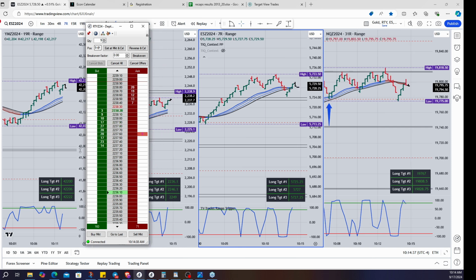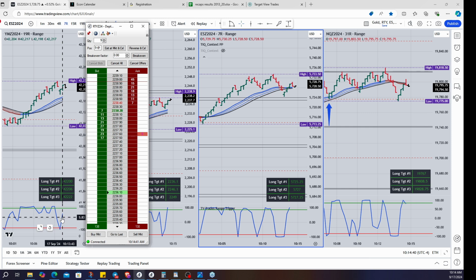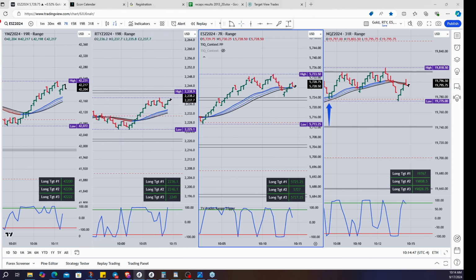Right now, I missed the YM trade. The YM also had a trade right over here that I missed. I'm going to lock in 20 ticks on. Is that 20? That is 20. 20 ticks there. Okay, so we're out with 20 on that Russell trade.